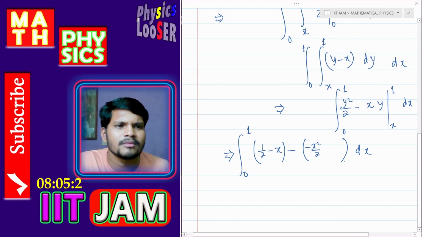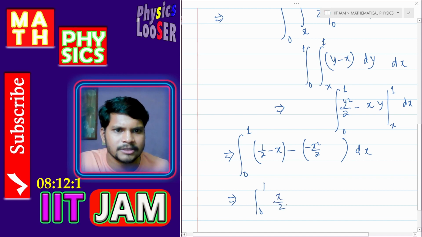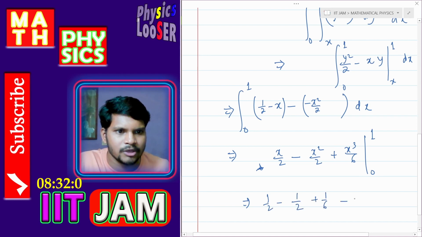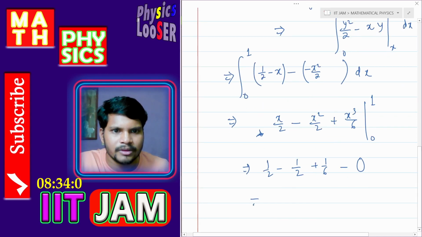Everything is fine. Yes. So now I am going to do one more integral from 0 to 1. This becomes x by 2 minus x squared by 2 plus x cubed by 6, and the integral is done. I'm going to put the limit from 0 to 1. After putting the limit of 0 to 1, you can see that this is half minus half plus 1 by 6. And everything at 0 would be 0, so this is negative of 0. So this is coming out to be 1 by 6.